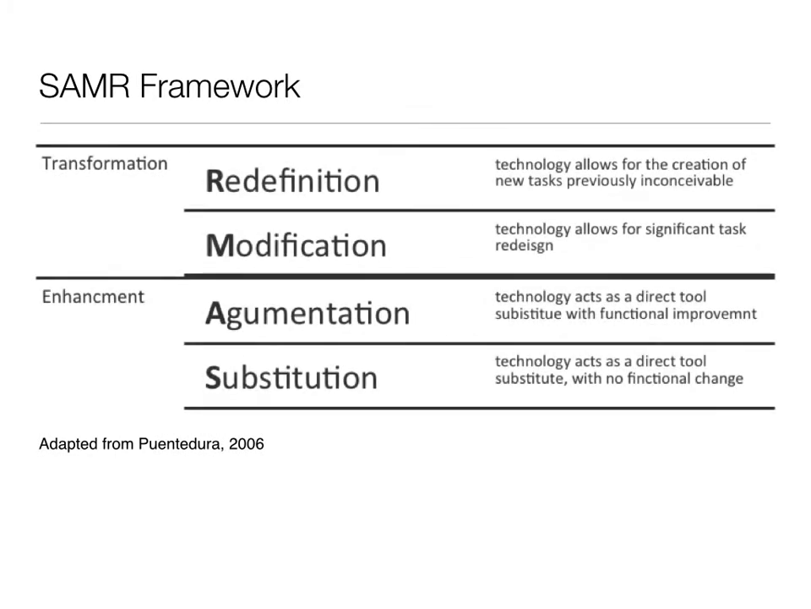Now, to look at each one of these activities within the lens of the SAMR framework. Basically, SAMR is a taxonomy of the degree of task redefinition that technology allows in the classroom. It's arranged in a hierarchy from substitution, where technology acts as a direct substitute, to redefinition, where technology allows for previously inconceivable tasks.